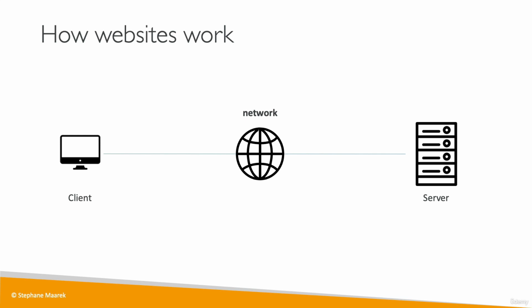Now for the client to find the server and the server to find the client, you need to have IP addresses. So a client has IP addresses and a server also has an IP address. And so the idea is that when you use an IP address, you can send a request to wherever you want, to the server you want, and the server can know how to find you back.